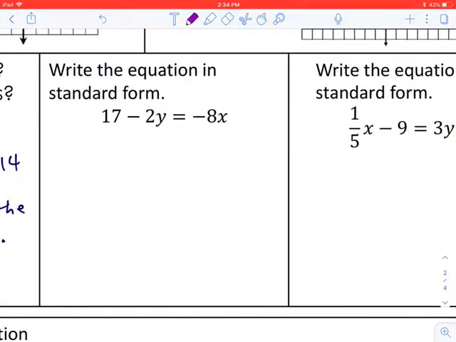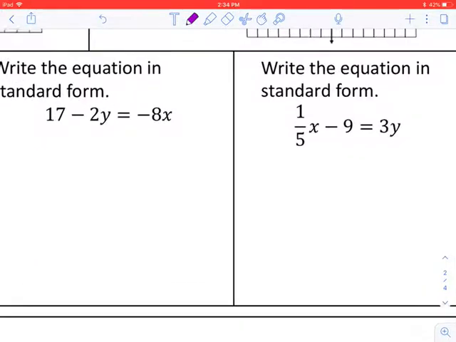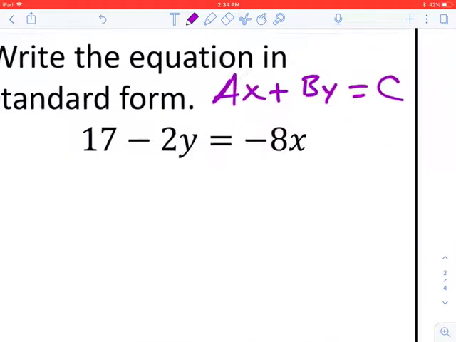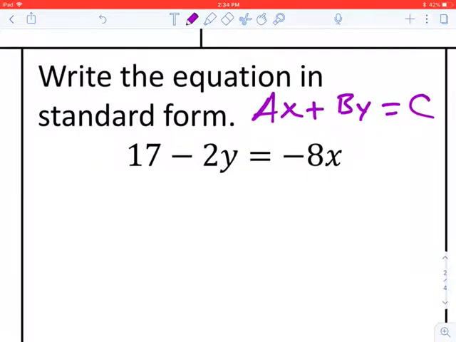And so these last two are talking standard form. Remember, standard form is ax plus by equals c. So I want x and y on the left side, constant on the right. So I need to move this to the other side and this to the other side.